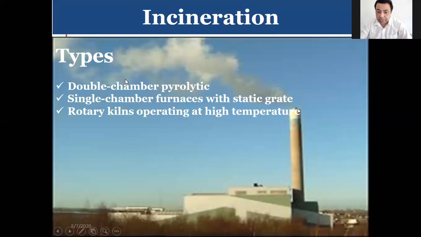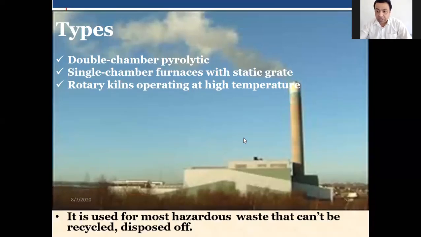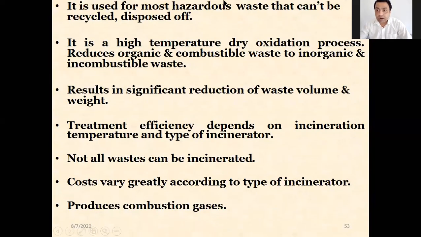We have three types of incinerator. One is double chamber, another is single chamber, and another is rotary kiln operating at high temperature. But you don't need to know all the types of incinerator. At least try to know the name and what incineration is. An incinerator is the machine. Incineration is the process for the most hazardous waste that cannot be recycled or disposed of; then we must incinerate. This is actually the definition of incineration.